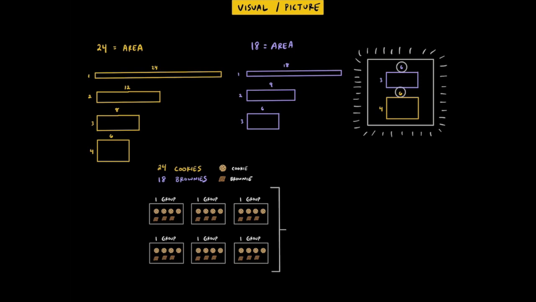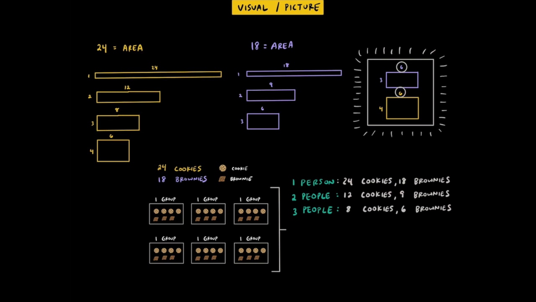Instead of thinking about it geometrically, we can consider cookies and brownies. Imagine if we have 24 cookies and 18 brownies. Since 1 is a common factor, we could certainly give all the cookies and all the brownies to that one person. Since 2 is a common factor, we could split all the cookies and brownies between 2 people. Each person would get 12 cookies and 9 brownies.